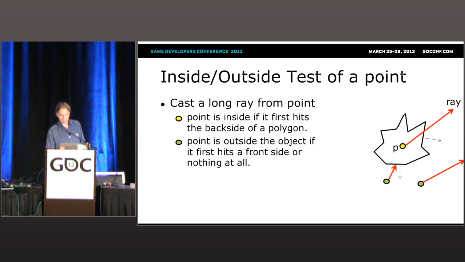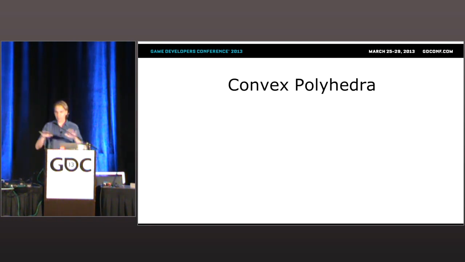Given that, I can take a point, and I can say whether that point definitively is inside or outside of my mesh. Just simply cast a long ray. If you first hit the backside of a polygon, it has to be on the inside of the object. Otherwise, it's free in the clear in empty space outside. All right, so that's a little bit of review for everyone. Now I'm going to dive deep into convex meshes.